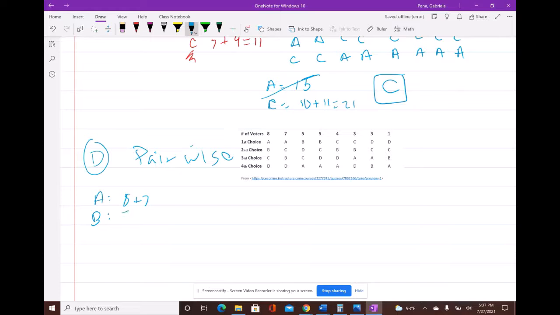B wins here, so they get 5. B wins here, so there's 5. B wins here, so there's 4. B wins here, so there is 3. A wins here between the A and the B, so that's 3. And then B wins here, so that is 1. So I have 15, 16, 17, 18. I have 10, 18. So this is a tie.